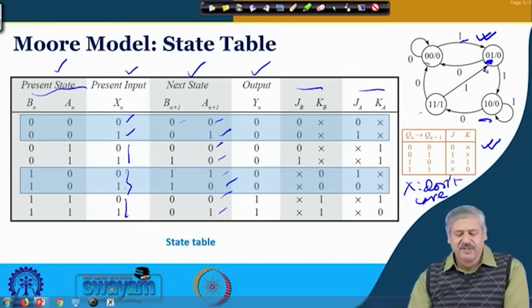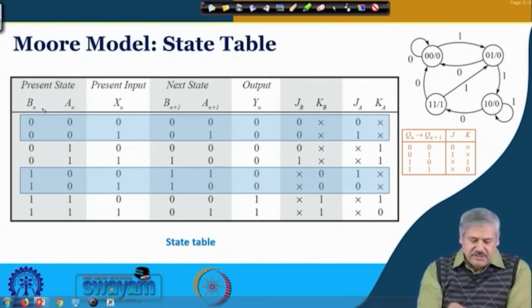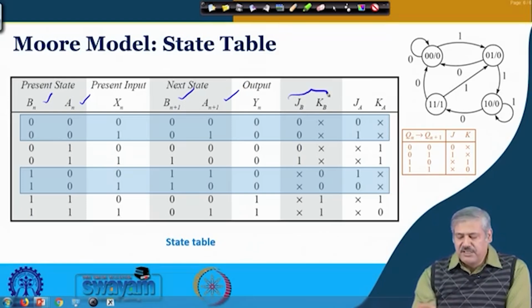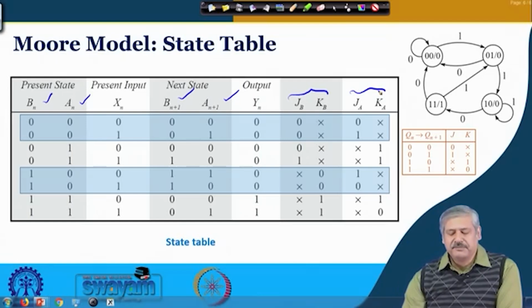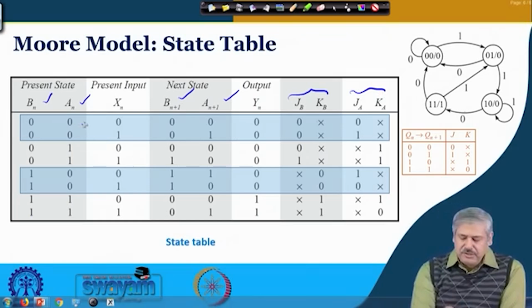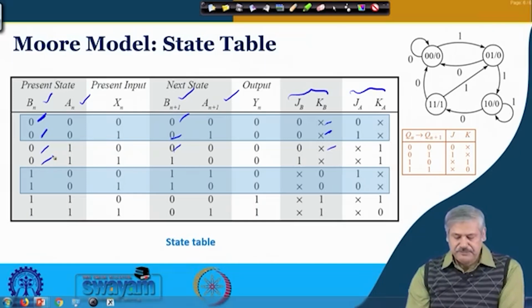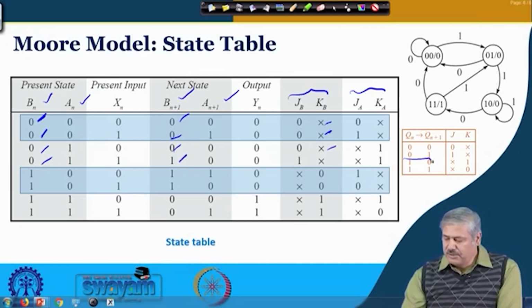Is it fine? Once we are done with this, the rest is to take help of this excitation table, and for each of these transitions, Bn to Bn plus 1 and An to An plus 1, write down the corresponding JB, KB and JA, KA inputs that are required at the respective flip flops. Is it okay? So, 0 to 0 is 0 cross, 0 to 0 again 0 cross, 0 to 0 again 0 cross, and 0 to 1, we know this is 1 cross.